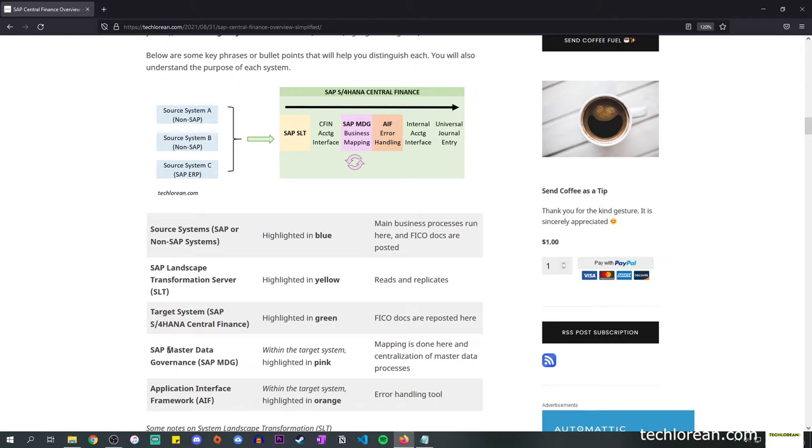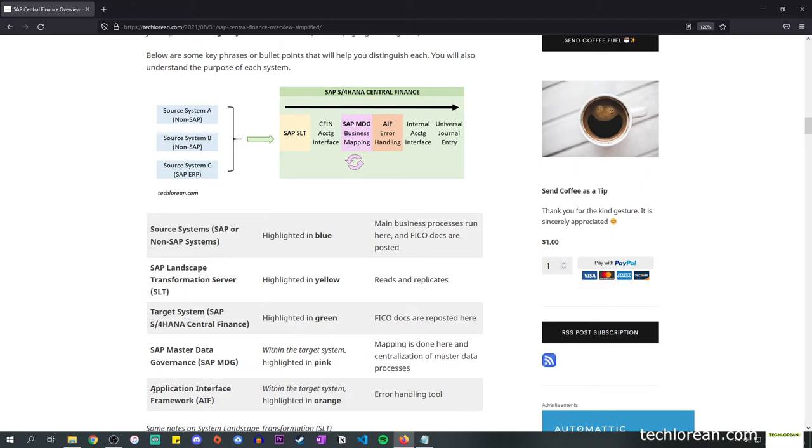For MDG, or Master Data Governance, within this SAP Central Finance instance, there could be an MDG that's sitting on top, which handles the business mapping and also the centralization of master data processes. This is one example of how the MDG can work alongside Central Finance.